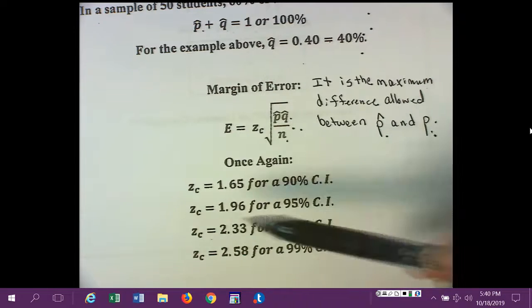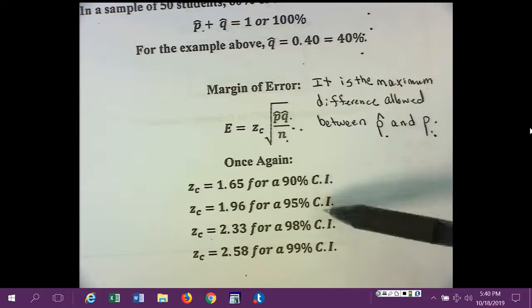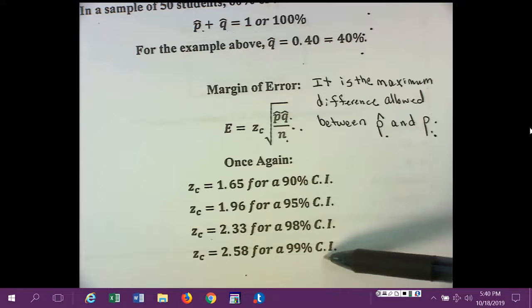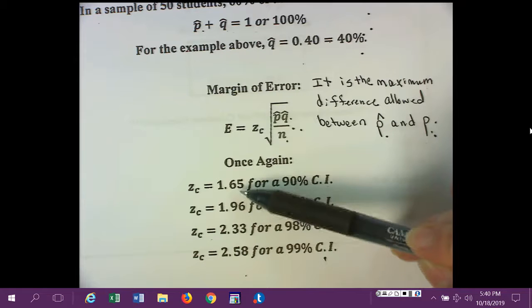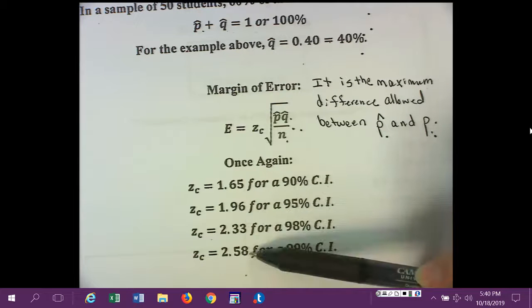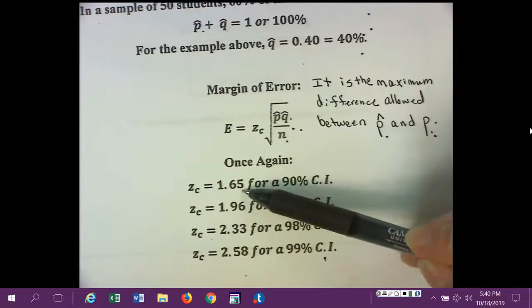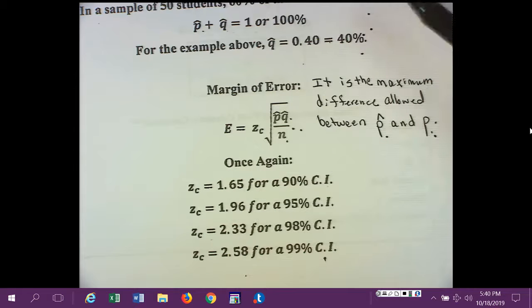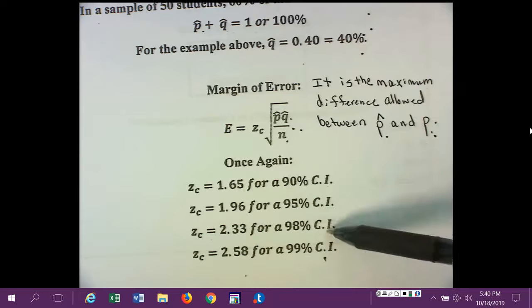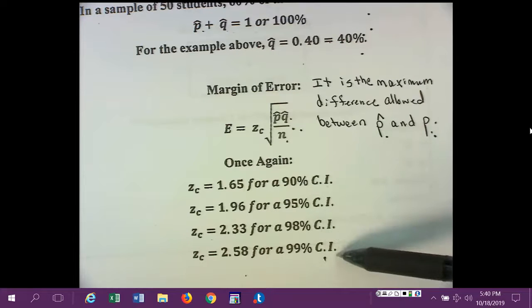Once again, the critical values for a 90, 95, 98, and 99 confidence interval for the true population proportion this time are the same. For 90, it's 1.65. For 95, it's 1.96. For 98, 2.33. And for 99%, it's 2.58.